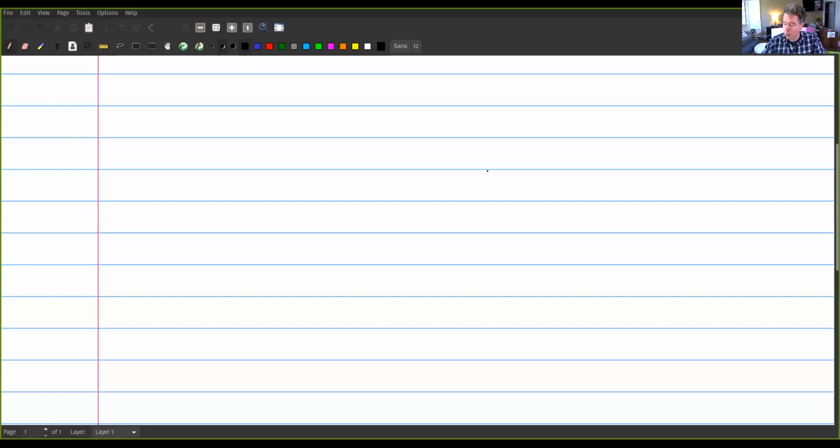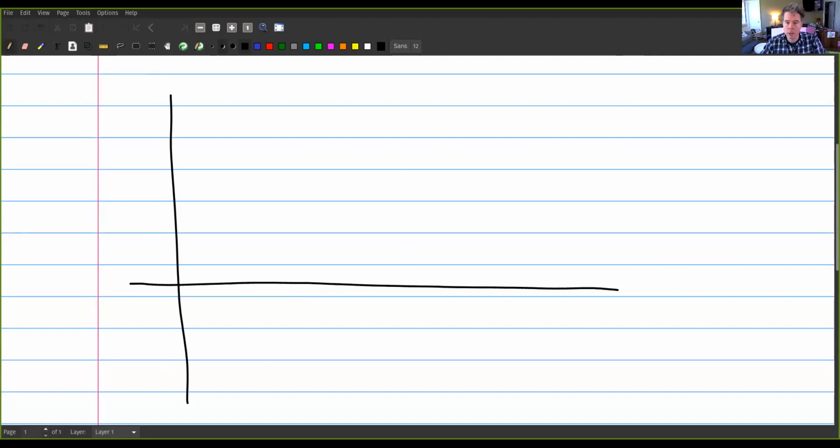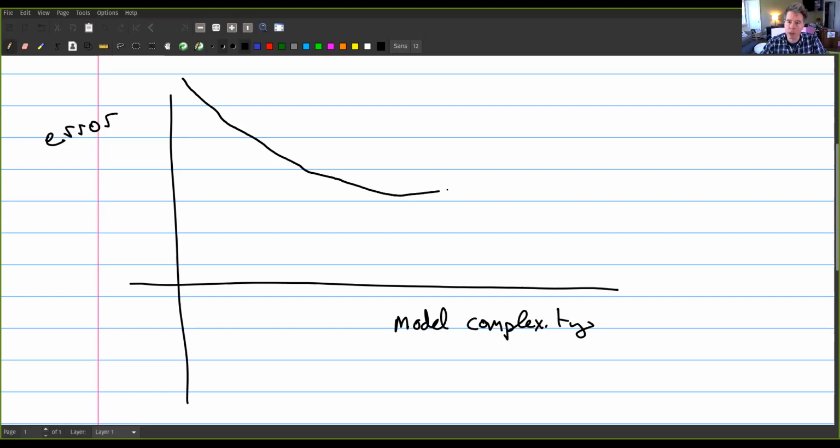So we've been talking about bias and variance and stuff. So let's just draw the basic picture here. So this is the model complexity axis. And here is error. And so what happens with the relationship between error and model complexity, this is out of sample error. So as a model gets more complex, the error goes down until you get to a certain point.